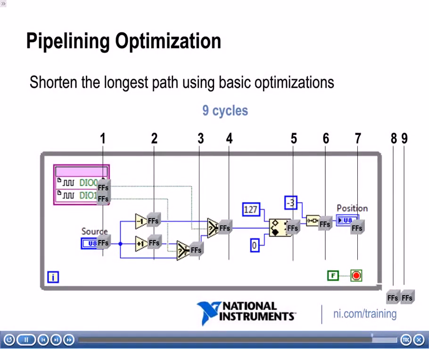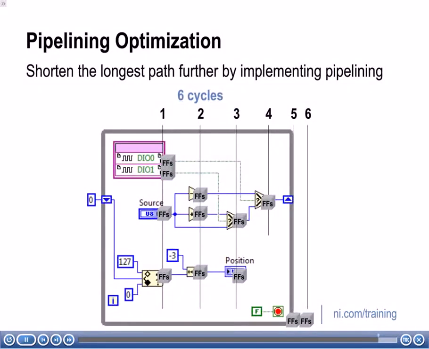Here we see that we've shortened the longest path by using some basic optimizations. We've gone from 12 cycles down to 9 cycles. Okay, so what else can we do? On this slide, we've shortened the longest path even further by implementing pipelining. Notice that we've pipelined this, and as a result, we are down to 6 cycles. This is just an example of how to do some optimization. First, do some basic optimizations, and then if you need it to be even faster, you can implement some pipelining.